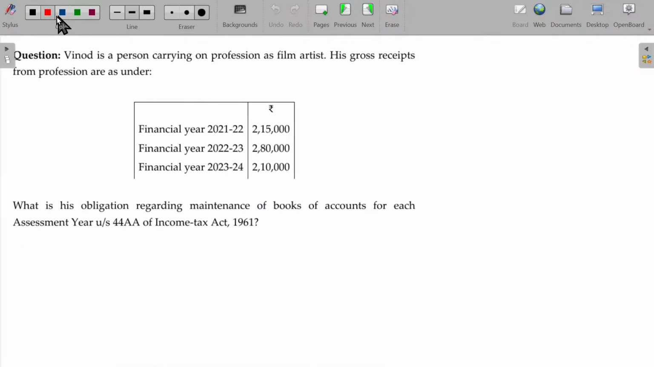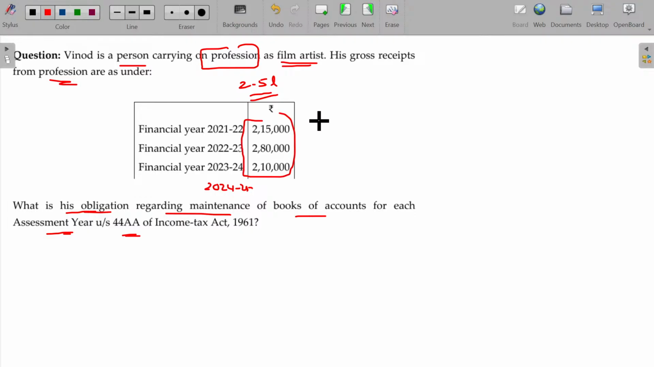Now come on. Vinod is a person carrying on a profession as a film artist. His receipts from the profession are as follows. Current previous year being 24-25. What is the obligation regarding maintenance? Being in profession, his gross receipt should be more than 2.5 lakhs in all the three years preceding the previous year. Here no, but here yes, here no. As not all the three preceding years exceed 2.5 lakhs, he is not required to maintain the books of accounts in this year.